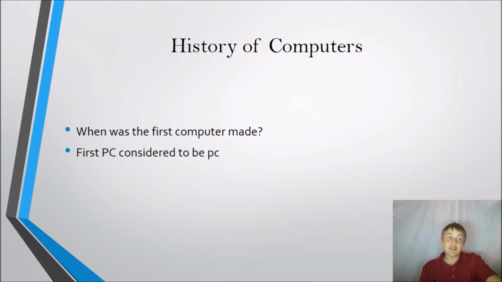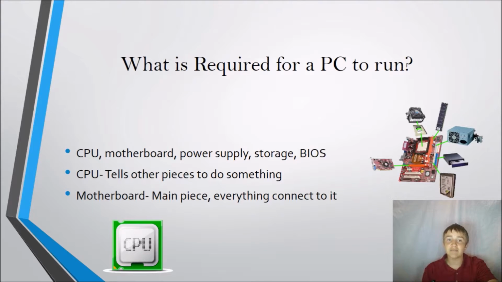And the first computer to be considered a PC was the IBM model 5150. Now, you might be asking, what makes a PC a PC? Well, it's what's inside. Inside a computer, there's a CPU, motherboard, power supply, storage, RAM, and BIOS.